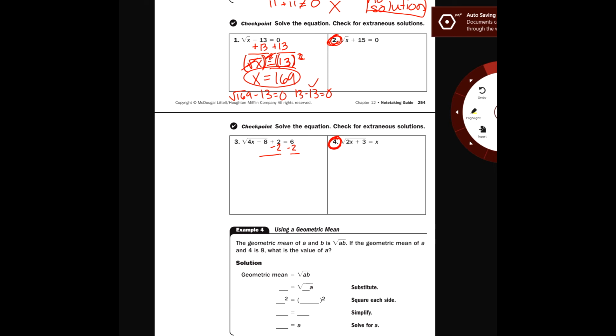So I'm going to subtract 2 from both sides to get my radical alone. So I have radical 4x minus 8 equals 4. I need to get rid of that pesky radical, so I'm going to square it. And goodbye radical, it cancels out. So I just have 4x minus 8 equals 16. So I'm going to add 8 to both sides. You get 4x equals 24. Divide by 4. And you get x equals 6.